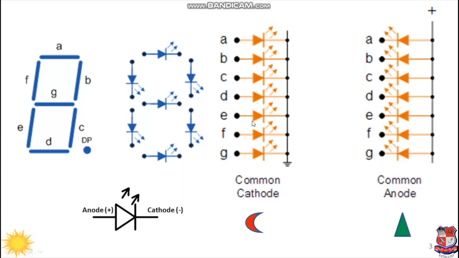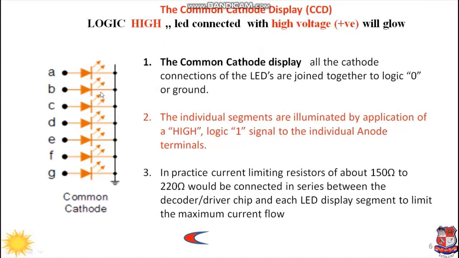Similarly, we have common cathode configuration. In this configuration, all the cathodes are connected to the ground, and the anode terminals, whichever LED we want to glow, will be connected to higher potential, and that LED will glow. As you can see in this connection, it is the same. Whichever LED we want to glow will be given higher potential, and that is why we call it a high voltage or logic high.